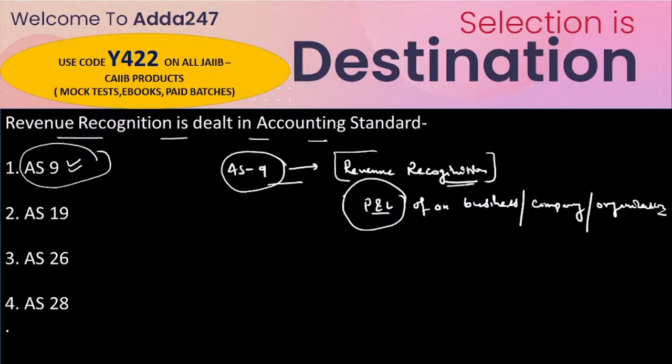I hope it is now memorized by everyone: accounting standard 9 deals with revenue recognition, and it is the basis of the recognition of revenue in the statement of profit and loss of a business, company, or organization. Okay, so whenever we prepare a statement of profit and loss of any company, business, or organization, the revenue recognition is based on accounting standard 9.